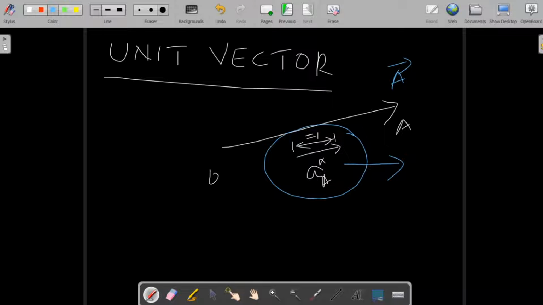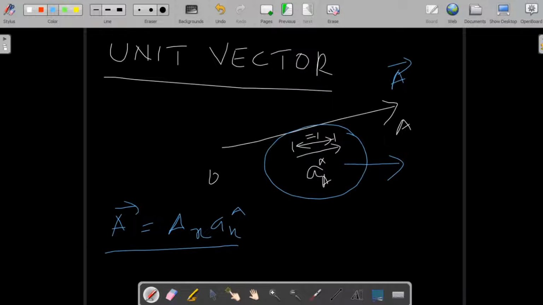And as you can see in the figure, the magnitude of a cap is 1. That's why the name unit vector. The magnitude is unity, so the name unit vector. Actually, that is the significance of a unit vector. So in the previous example, when I write a vector as ax x cap, what does this basically mean?